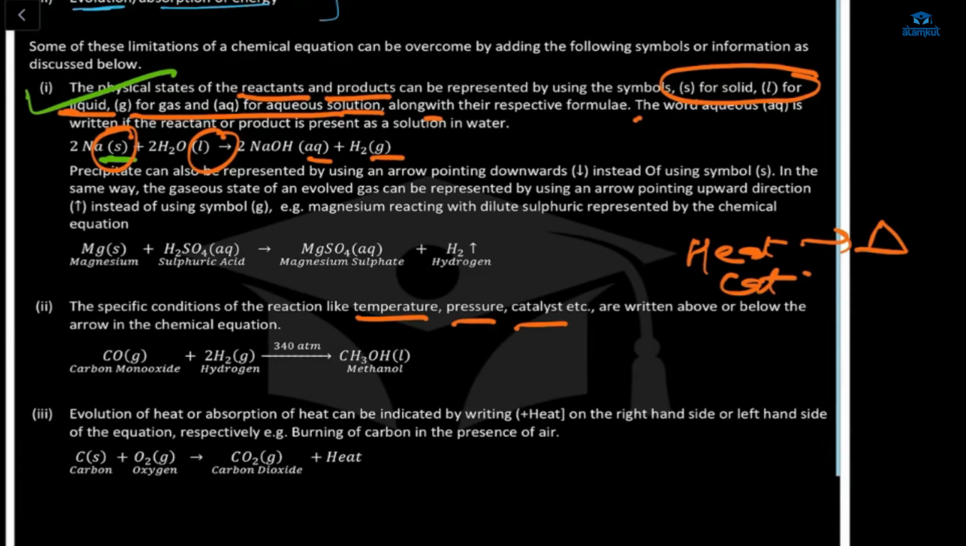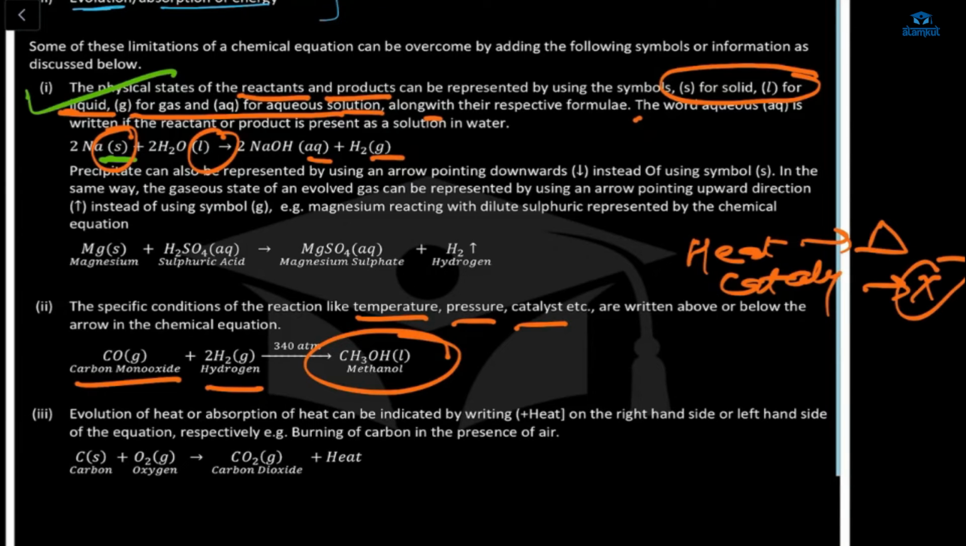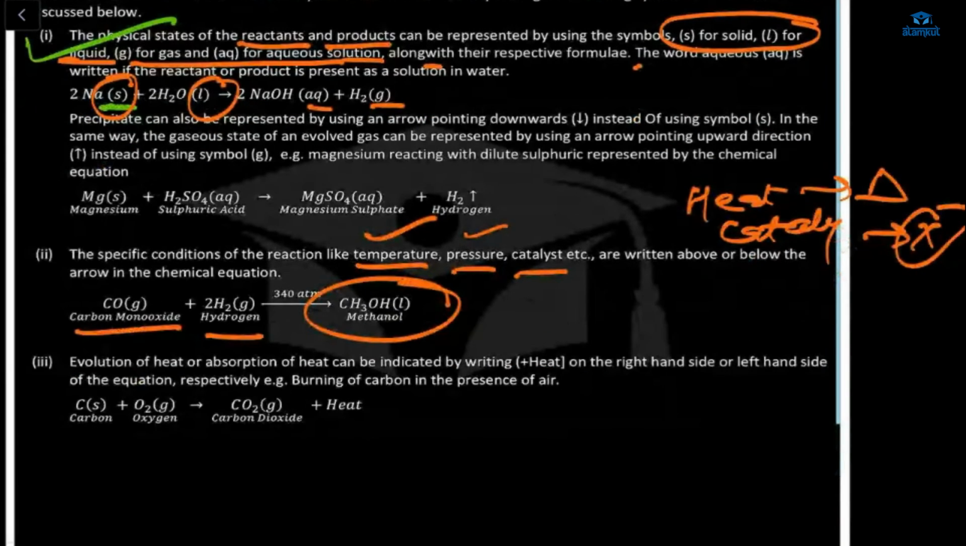My catalyst is what? Let's take an example of X. So here carbon monoxide and hydrogen are giving methanol. Temperature already done, pressure done, and catalyst also we have discussed, right? Which increases my rate of reaction without getting itself consumed, right? Yes. Now the third one is what?